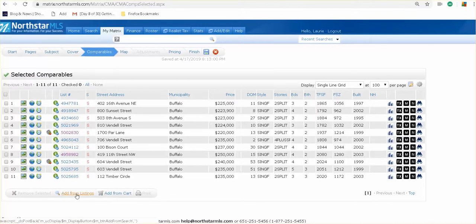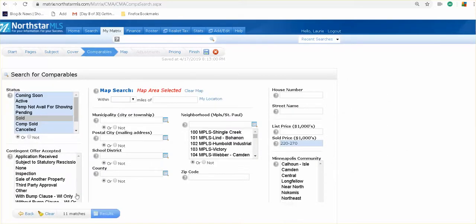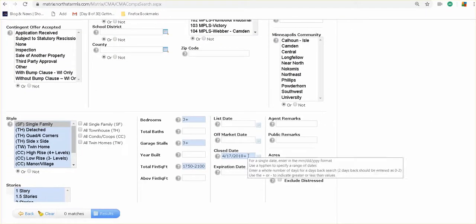So I'm going to go add from listings, and here's where I'm going to pick up my pendings. It's going to take me right back to my search, and I'm going to click pending instead. And now I have 0 matches, probably because it hasn't sold yet. Keep very much in mind that you've got to make some adjustments now. So I'm going to take that out and put it up above because it would be considered listing. Still 0. It's because I don't have a close date yet on a pending.